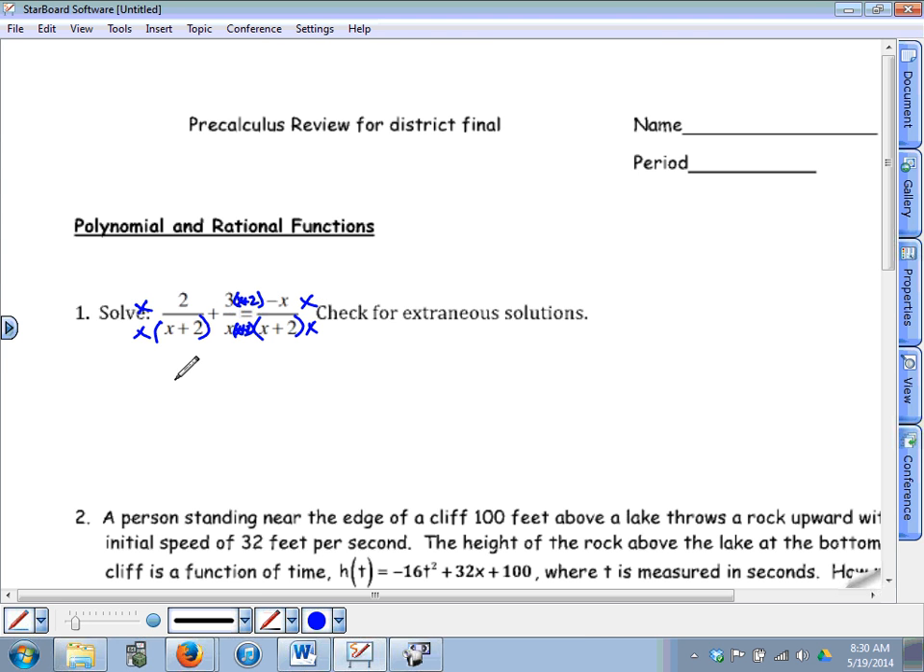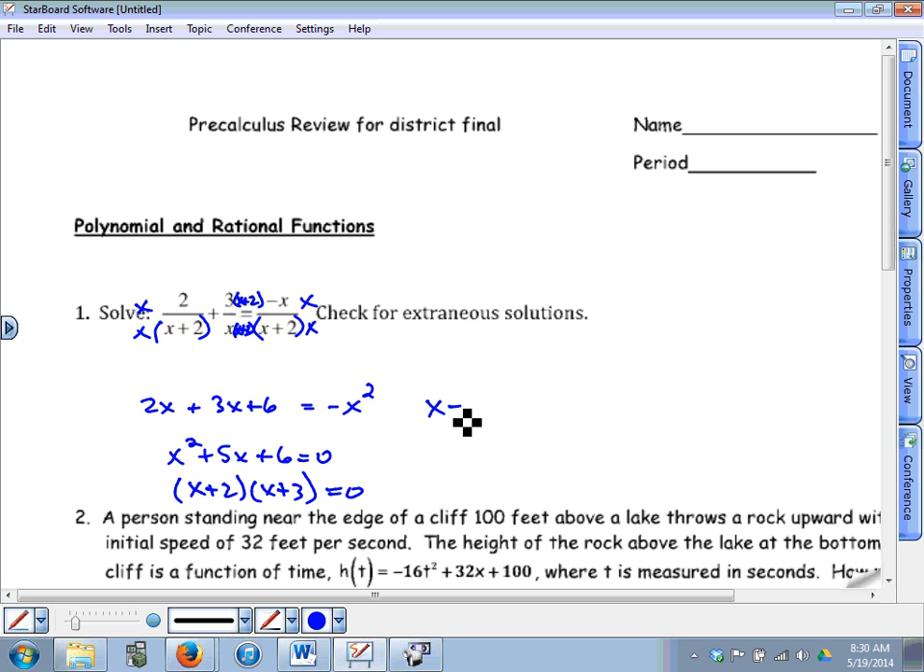After all the denominators are the same, you're going to have 2x plus 3x plus 6 equals negative x squared. This would be the equation left over in the numerator. If you get this equal to 0, you're going to have x squared plus 5x plus 6 is equal to 0. Factors into x plus 2, x plus 3 equals 0. Possible solutions are x equals negative 2, x equals negative 3.